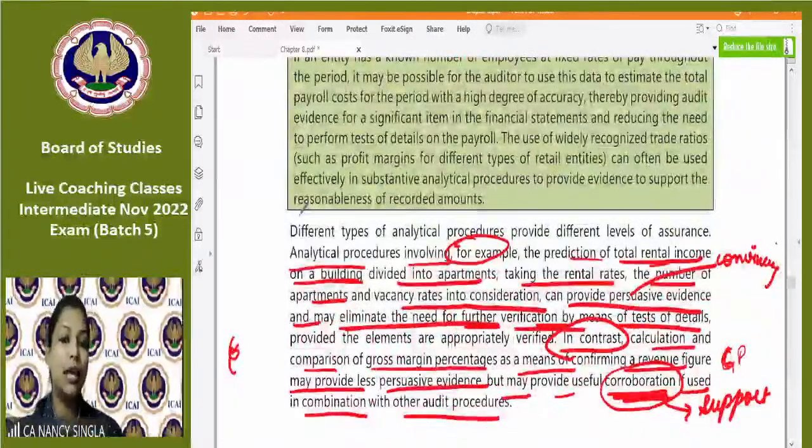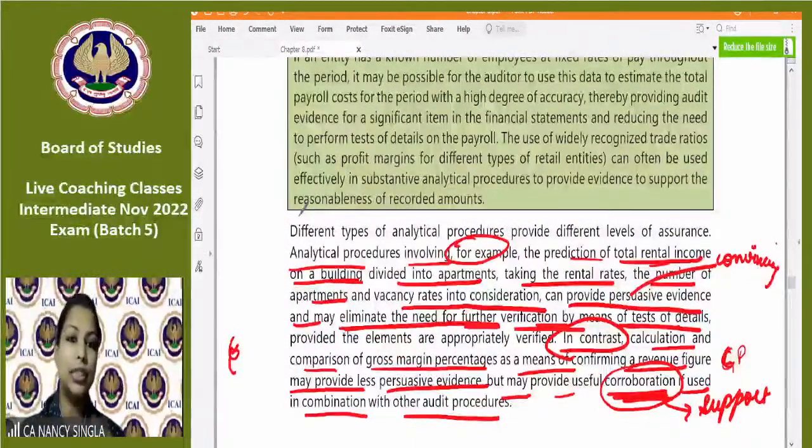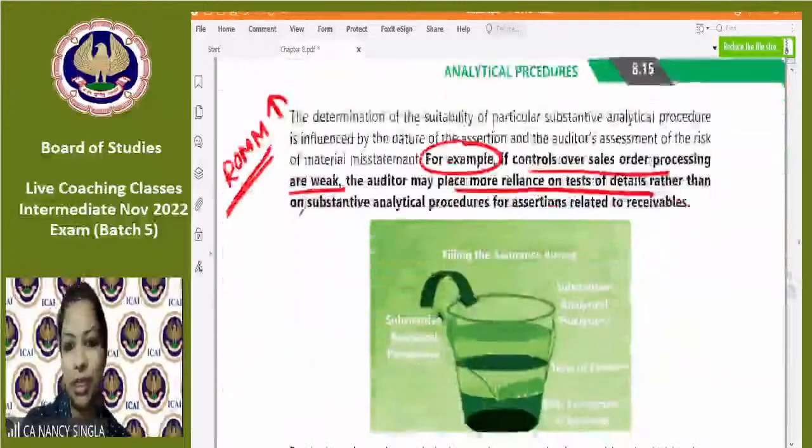Sometimes, for example, the example of rental rates, the auditor may determine the rent income by simply taking the rent per flat, the occupancy rate, and the vacancy rate. Okay? But when the auditor is calculating the GP ratio, then that is providing corroborative audit evidence. The auditor will have to perform other audit procedures on the P&L items.